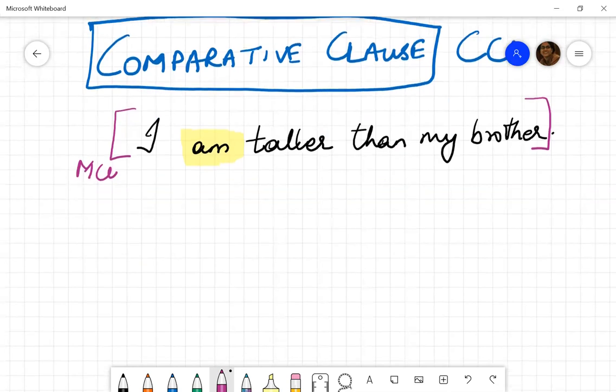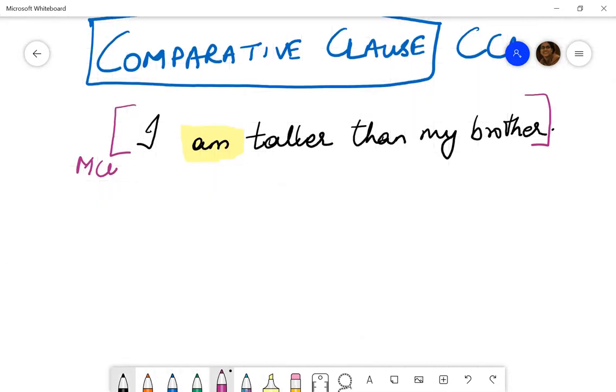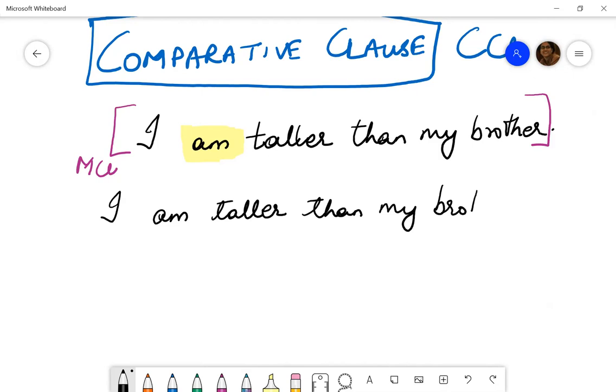But what if I take the same sentence and I have another way of writing it? So I am taller than my brother is. Now how many verbs are there? There is I am and there is, right? There are two verbs in this. And in this case, you will have two clauses because there are two action words. There are two actions being performed. So this entire sentence is a main clause.